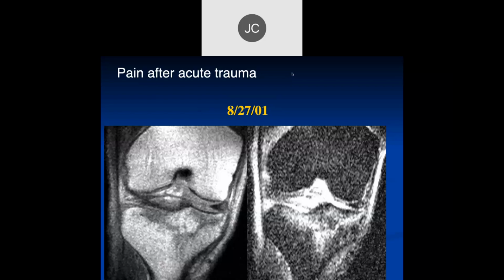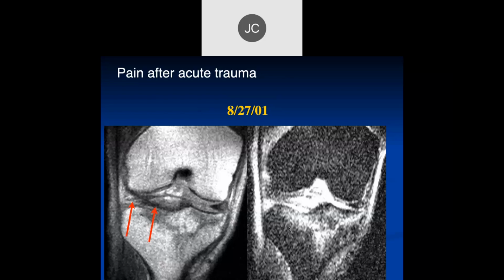So we've got two coronals. It says pain after acute trauma. Looks like there's edema of the tibial plateau with probable fracture. Okay, I'll give you that. What do you think about the meniscus? Yeah, I was going to say the meniscus looks abnormal, but I'd have to follow it too.